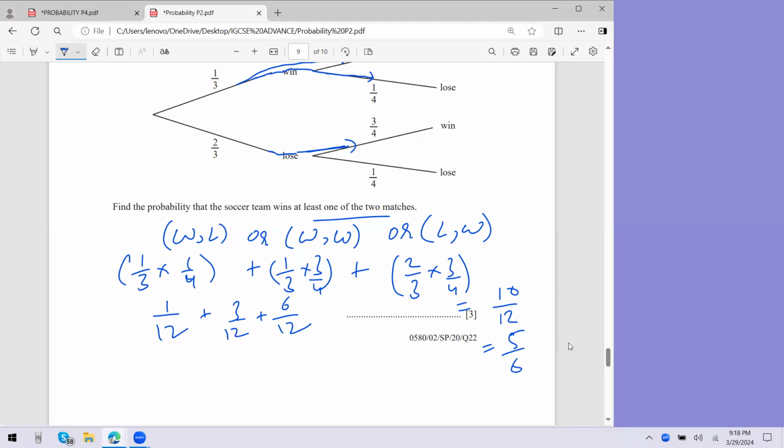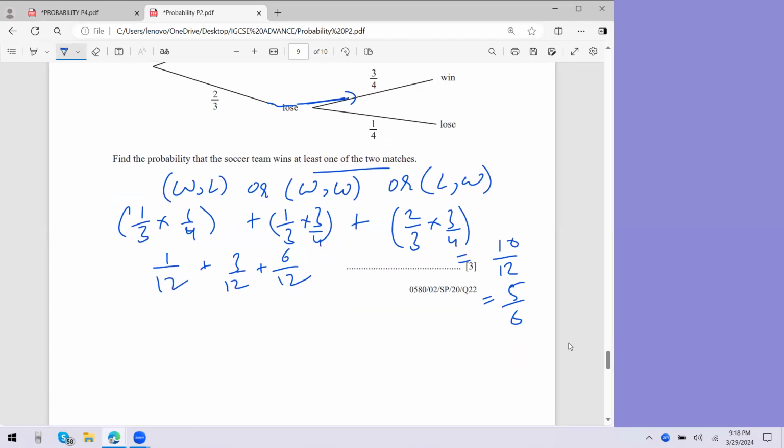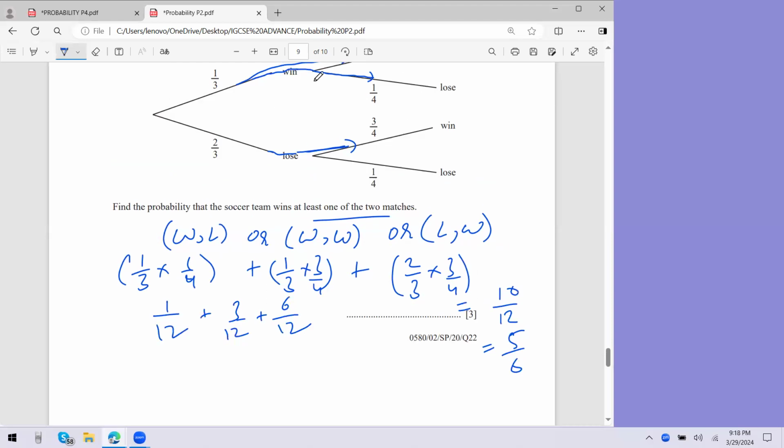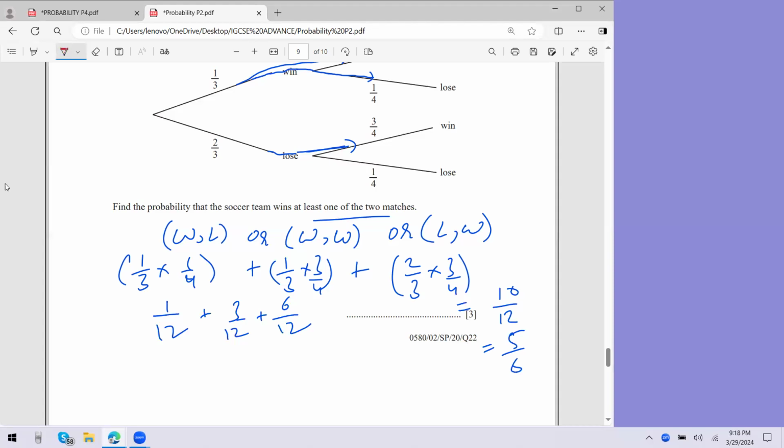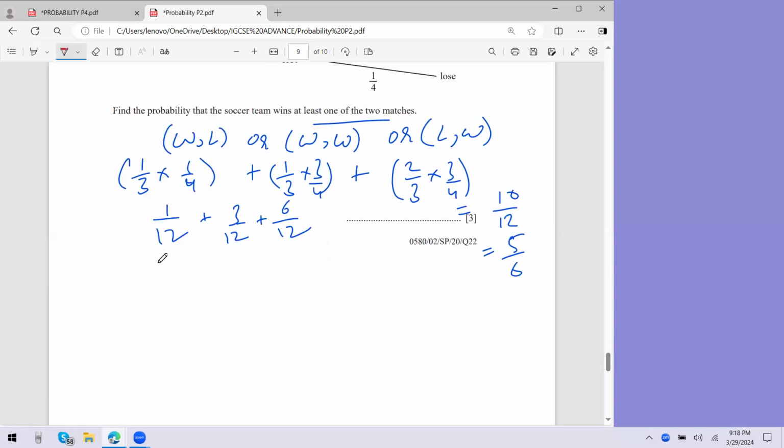Can't we also subtract from one, take the probability for lose, and then subtract from one? Exactly. That's the smarter method actually. We should do that also. I was going to say that as an alternate method. The alternate method: at least one means 1 minus no win. Because 1 has to be the total probability. So what's the no win probability? It means lose lose.